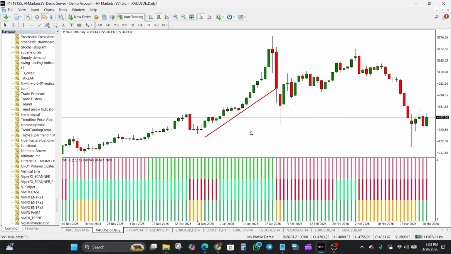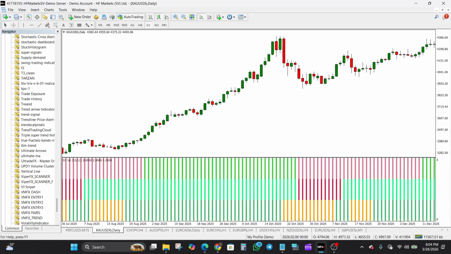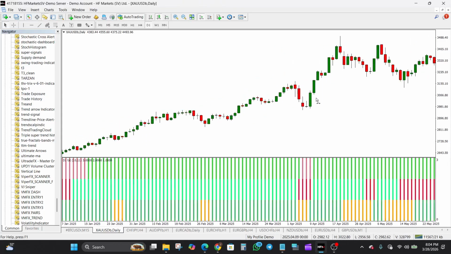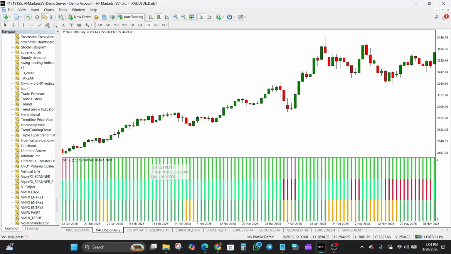All right, and then when the momentum turned bearish, you can see how the upper section and middle section turned red, and the lower section turned orange. So you can see that it showed that the momentum was strongly bearish. So just pay attention to the consistency across the three layers of the histograms.